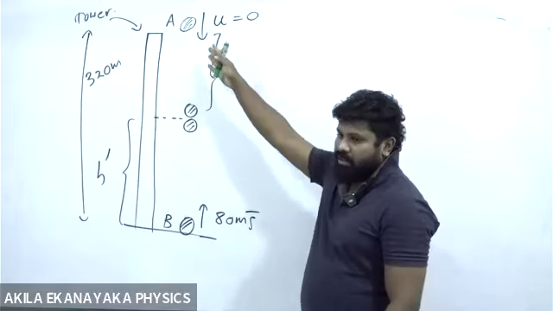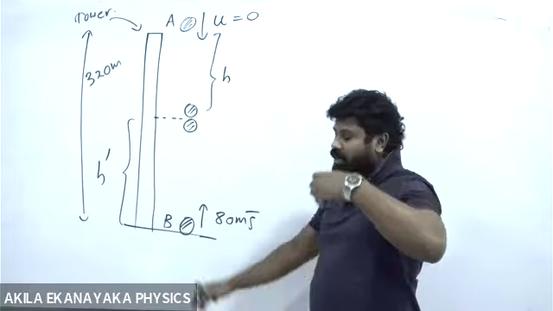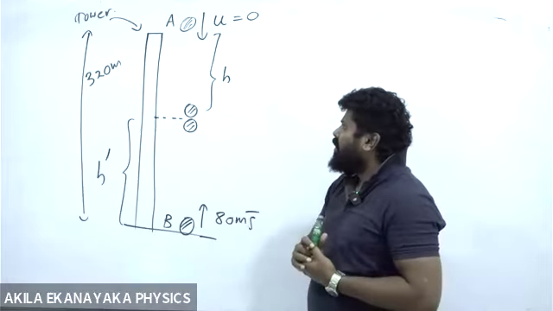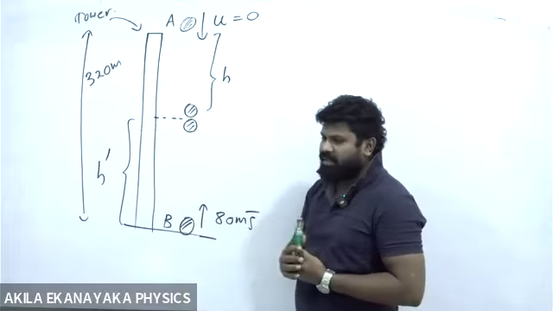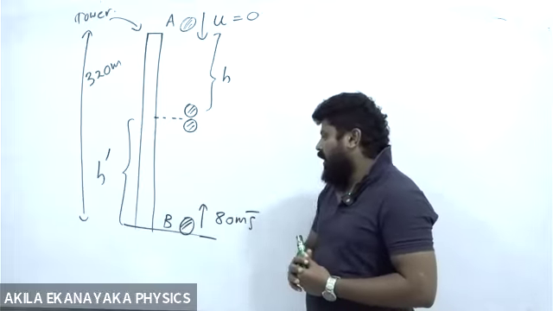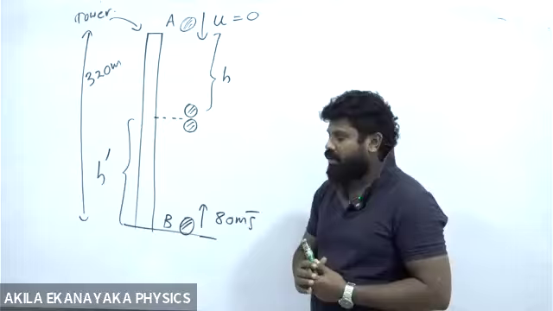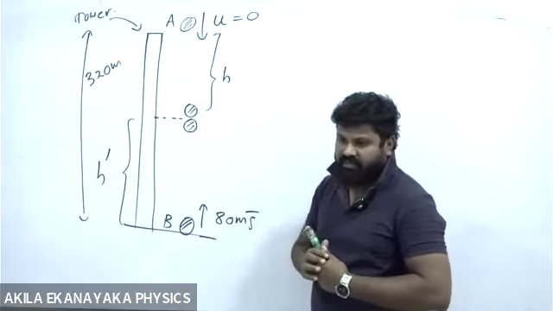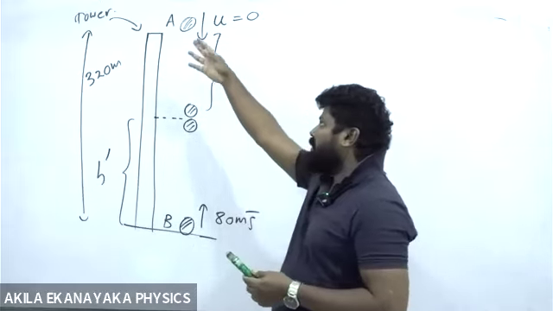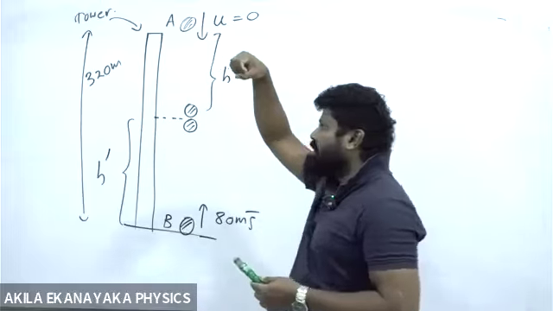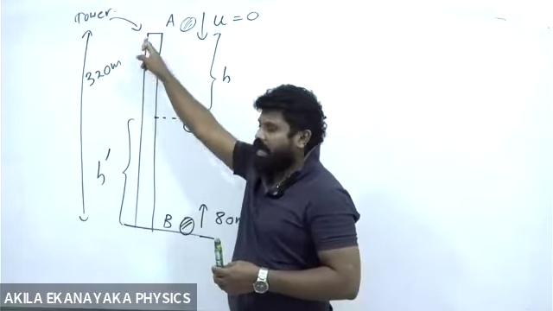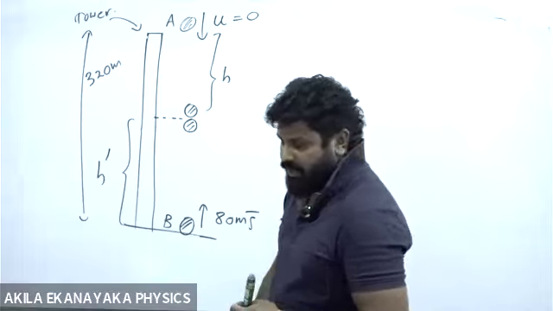Okay, there are two objects. The first object is capital A, and the second object is capital B. The capital B object is projected vertically upward from the ground with 80 meters per second velocity. Another object, A, is released freely from the top of the tower. The height of the tower is 220 meters.